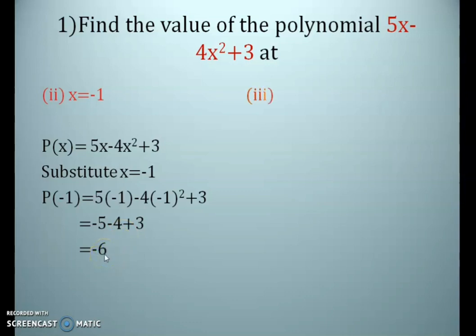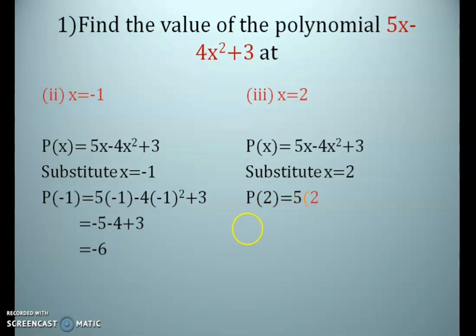So the answer is minus 6. The next question is x is equal to 2. So in the p of x, we are going to substitute x is equal to 2. So p of 2 equals 5 into 2 minus 4 into 2 squared plus 3. So 5 into 2 is 10 minus 4 into 2 power 2, which is 4. So 4 into 4 will be 16. We have a minus sign here, so we are putting minus 16 plus 3.